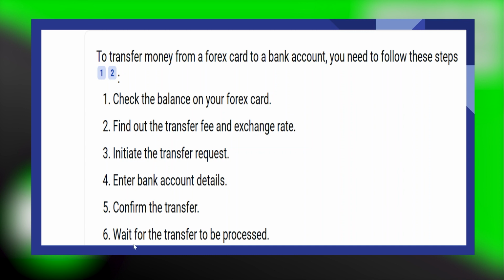Some Forex card providers may require additional authorization steps, such as entering a one-time password sent to your registered mobile number. The transferred funds may take some time to reach your UK bank account. Monitor your bank account for incoming funds.